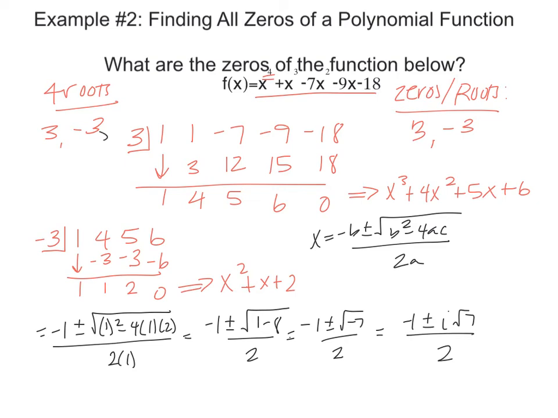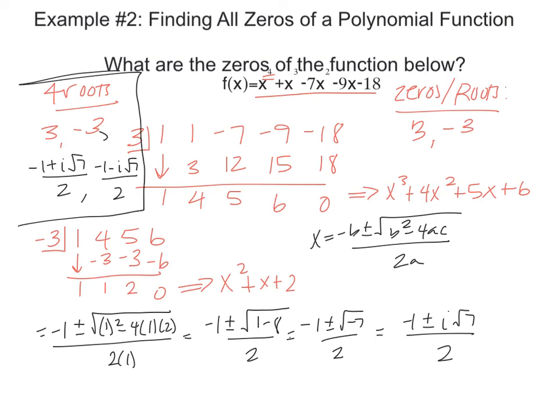So one of the answers, and we can't reduce it, one of the answers is -1 plus i square root of 7 over 2. And the other one is -1 minus i square root of 7 over 2. And so our 4 roots have been identified.